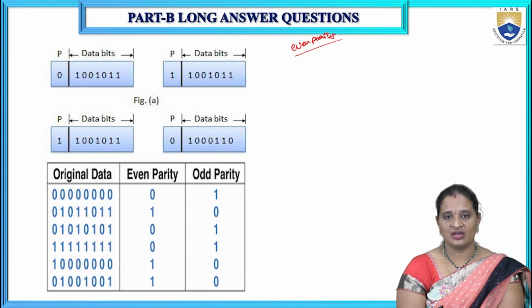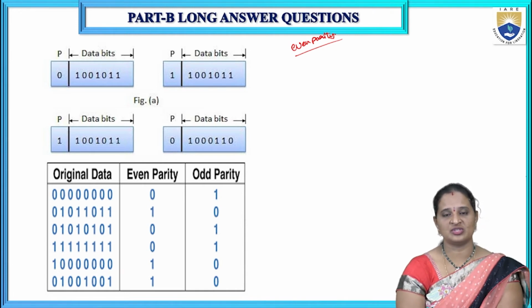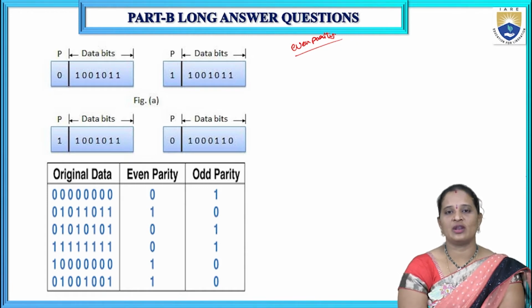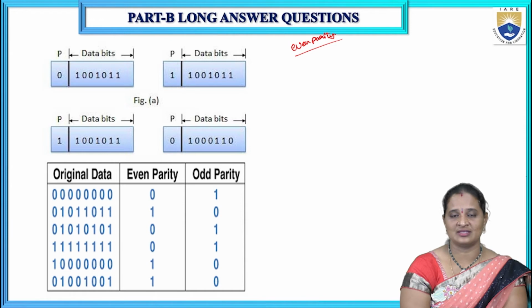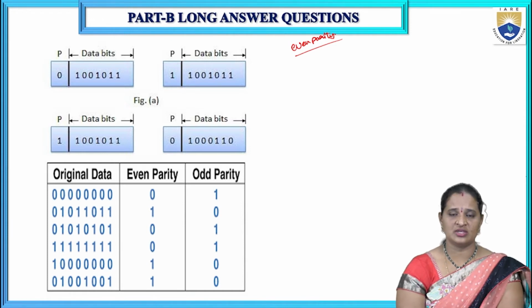How can he detect the error? If the parity at the receiver side does not match the parity at the transmission side, then he can conclude that there is an error. But he cannot identify where the error exists. That is a major limitation of the parity bit. So these are all the things you need to write.